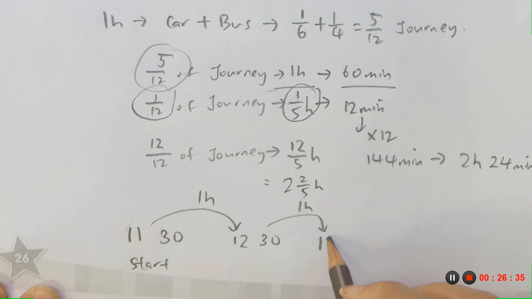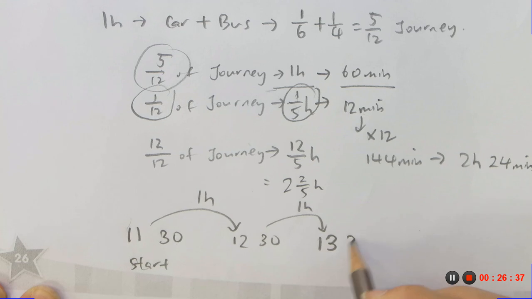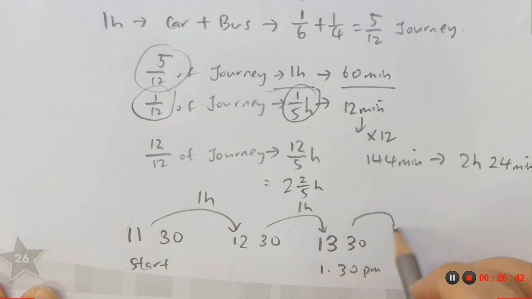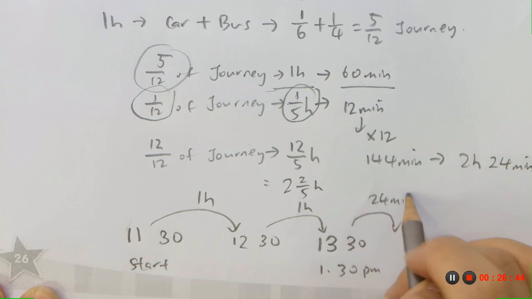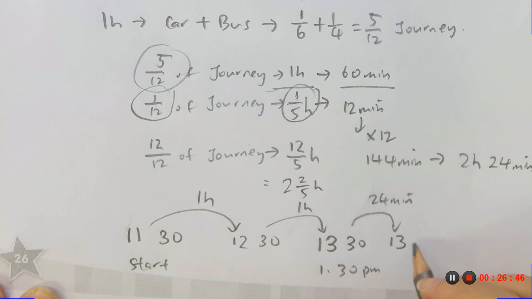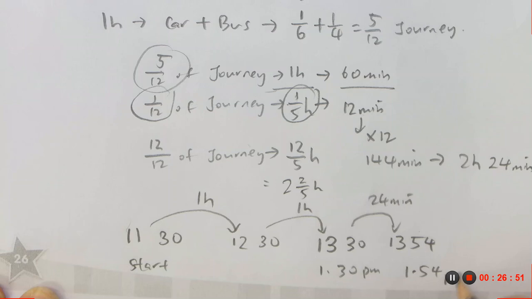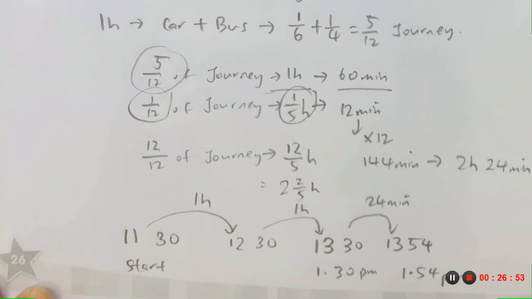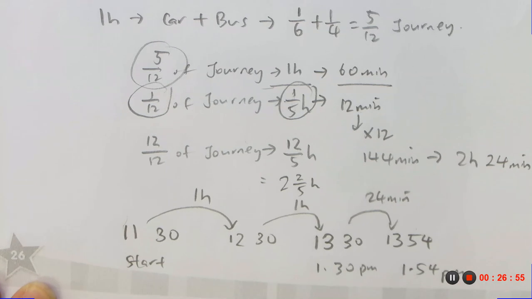Okay, you can write it in 24-hour clock also. It's 1:30 p.m. Then 24 minutes, or 1:54 p.m., like the answer says. So they will meet at 1:54 p.m. Okay. Is this okay or not?